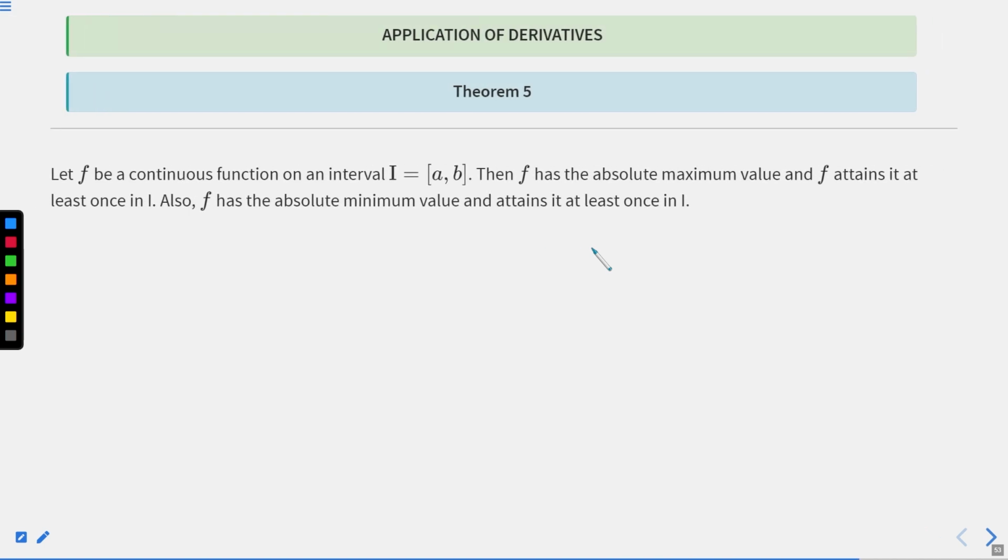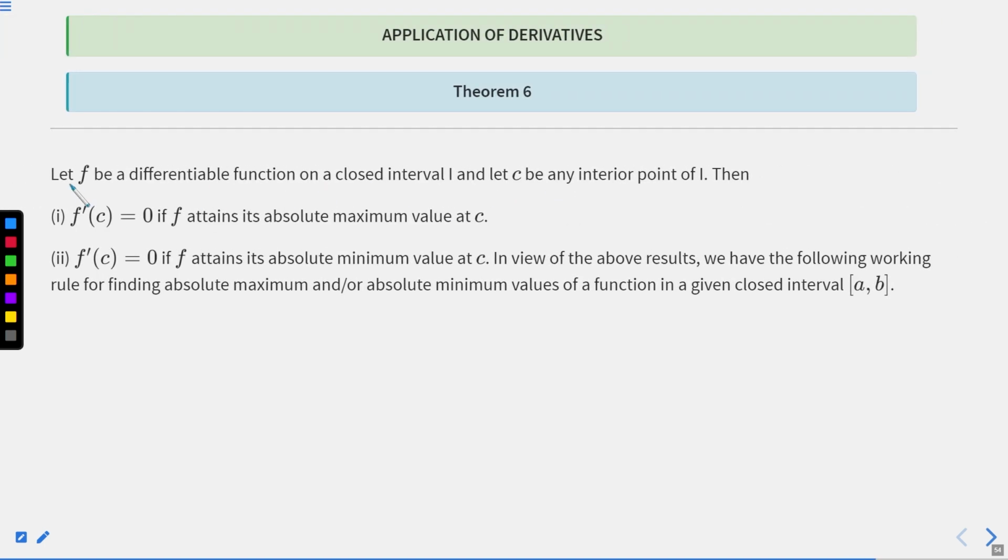Now this theorem: let f be a continuous function. If you have a continuous function on a closed interval I, then f has an absolute maximum value and attains it at least once in I. Also, f has an absolute minimum value and it attains it at least once in I. I hope that it is clear to you. Let us move next.